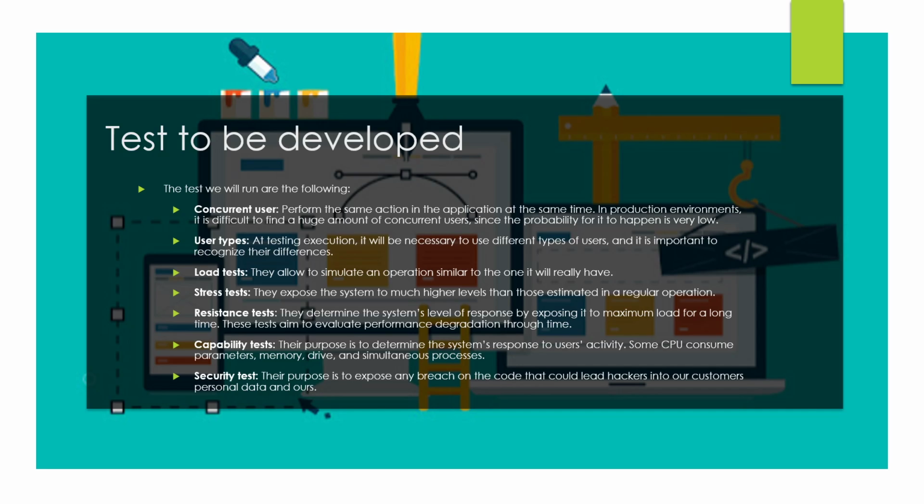The resistance test determines the system levels of response by exposing it to a maximum load for a long period of time. These tests aim to evaluate performance degradation through time. Capability test. The purpose of this is to determine the system response to the user's activity. Some CPU consumption parameters, memory, drive, and simultaneous processes. So we really need to keep check of the servers that have our information.